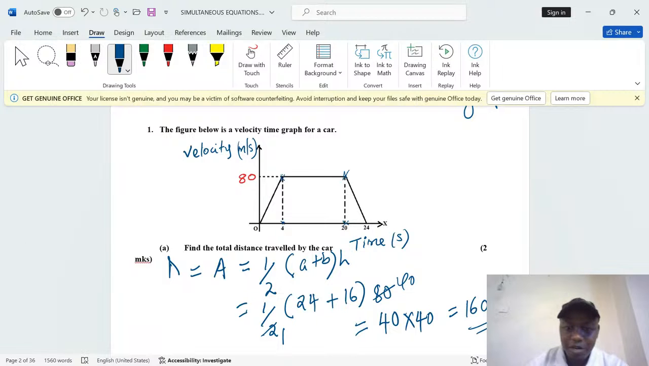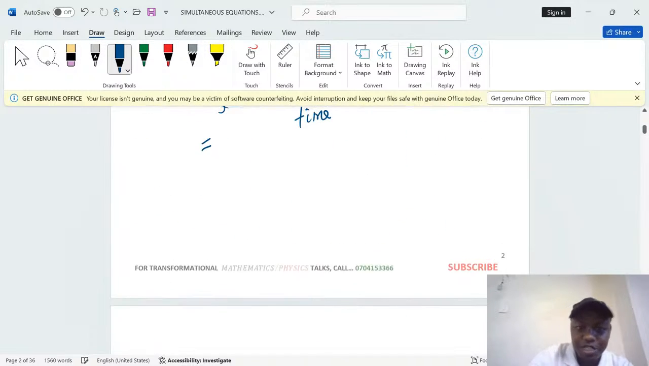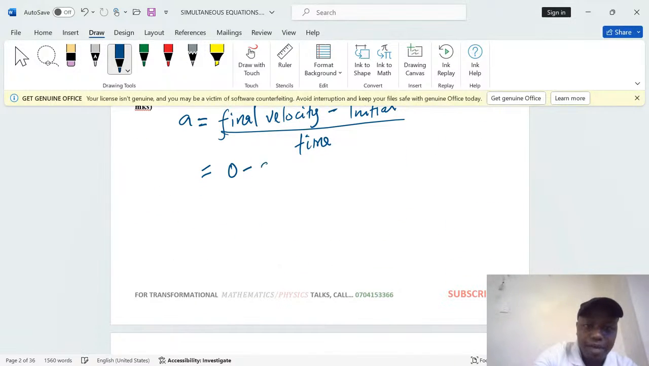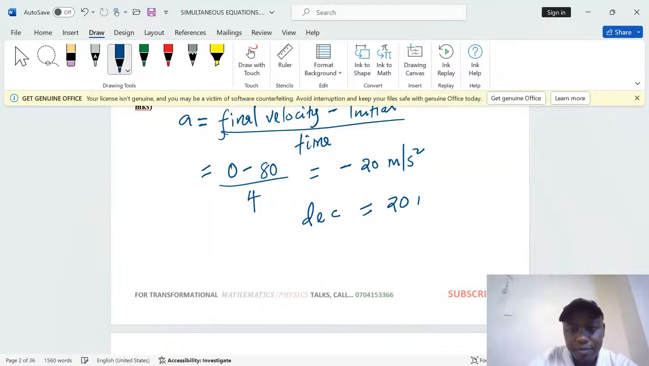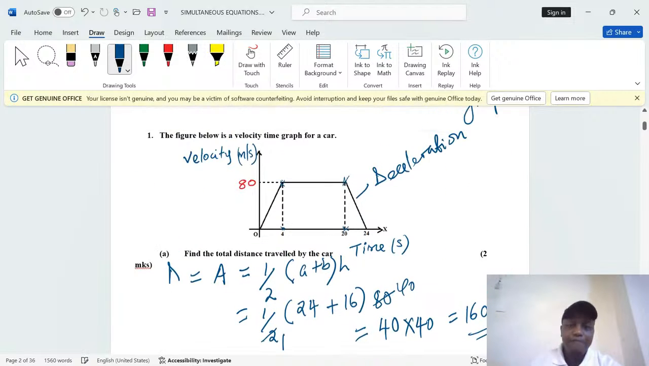Therefore, this is now the deceleration. During the deceleration, we'll be able to talk about a final velocity of 0 from 80 within 4, and this is going to be negative 20 meters per second squared. That is the acceleration, which means the car had a deceleration of 20 meters per second squared. So that is how we handle a velocity time graph.